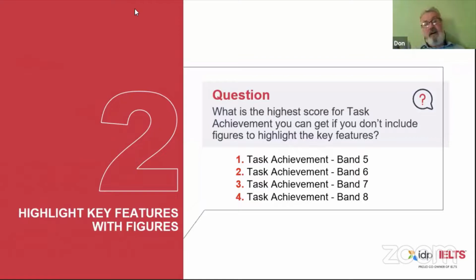Now, if you have downloaded the assessment criteria, and if you have them in front of you, then have a look at the task achievement criterion, the first column for task 1, and look for the word data. Data just simply means numbers. Numbers to support your description. Is it a band 5 that you would get if you forgot to use numbers? Is it a band 6, a band 7, a band 8? Have a look at that. We'll come back to the answer in a minute.